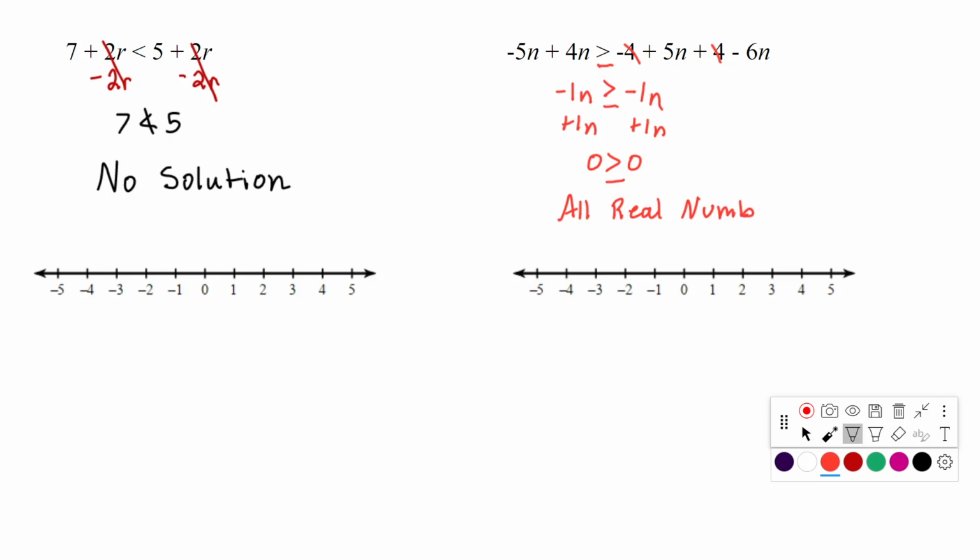So what would that look like on the number line? On the number line, that would be the entire number line. So you would just have to make sure that you show an arrow going in both directions. And that is how we solve linear inequalities in one variable.